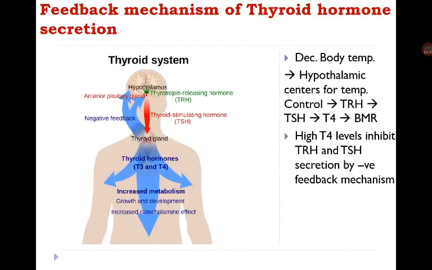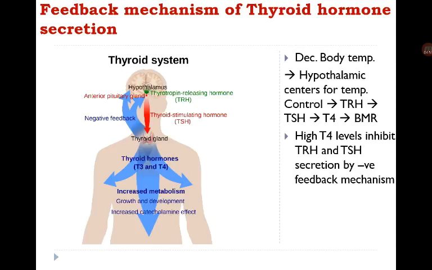Now we are going to talk about feedback mechanisms of thyroid hormone secretion. We saw the regulatory pathways, but how are these regulatory pathways controlled? How does the hypothalamus or anterior pituitary know that it wants to activate thyroid secretion now, or suppress thyroid secretion now? How does the hypothalamus firstly know?